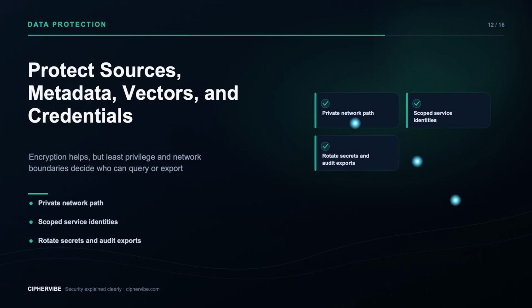Encrypt data in transit and at rest, but do not stop there. Keep the store on a private network path, use separate service identities for ingestion and retrieval, grant only required operations, rotate credentials, disable anonymous administration, and alert on bulk reads or exports. Never place privileged database credentials in a browser or mobile client.